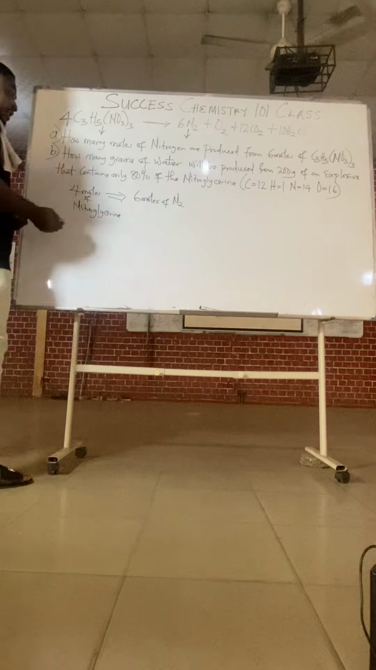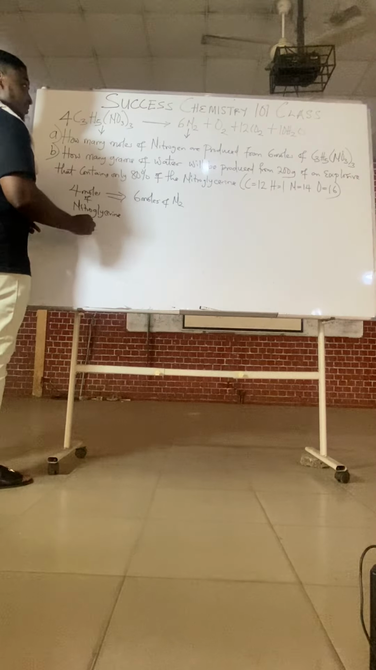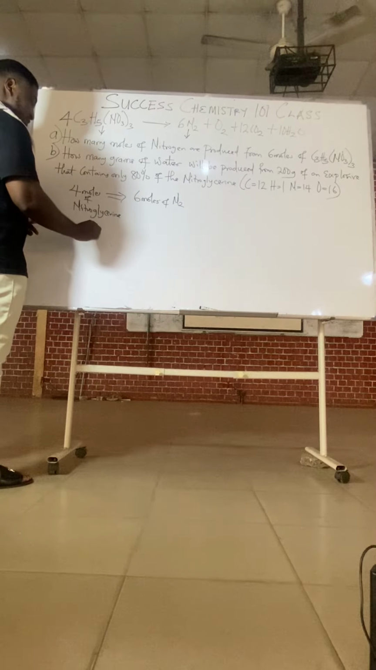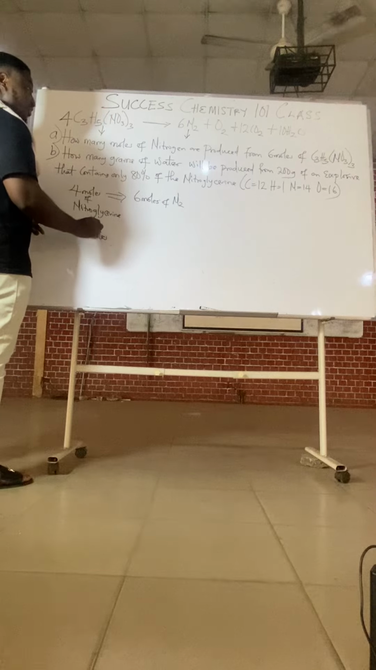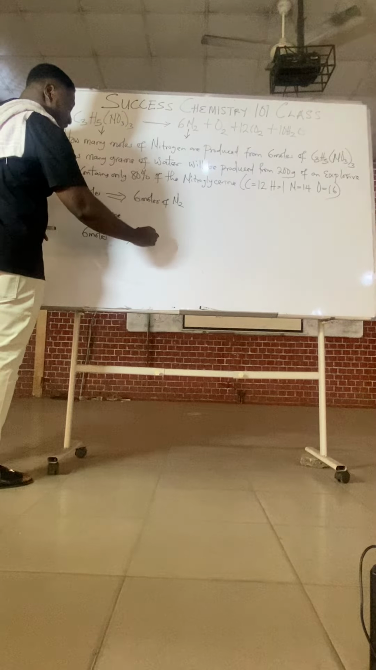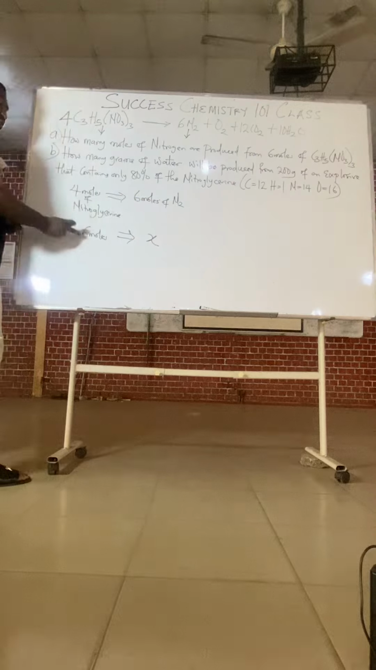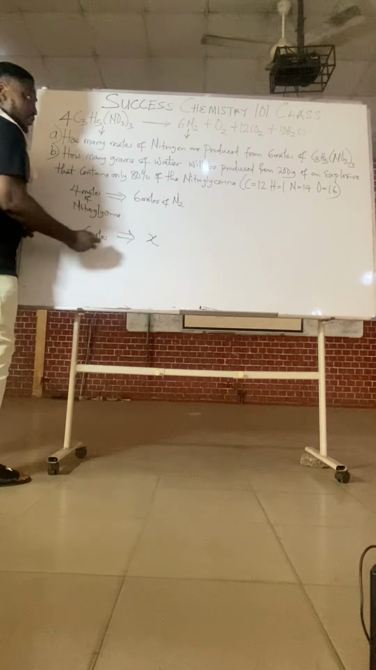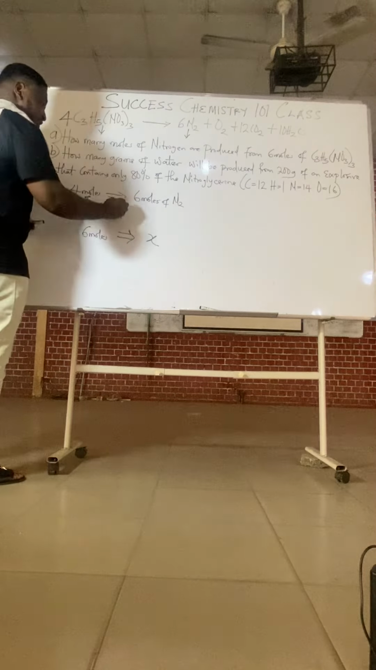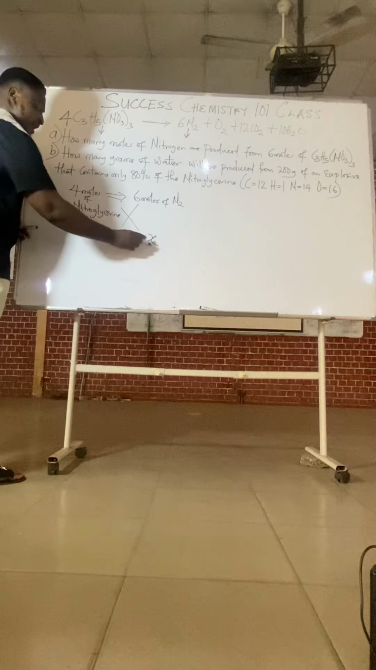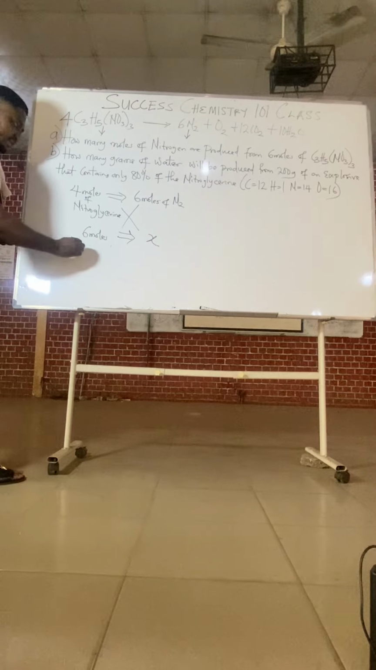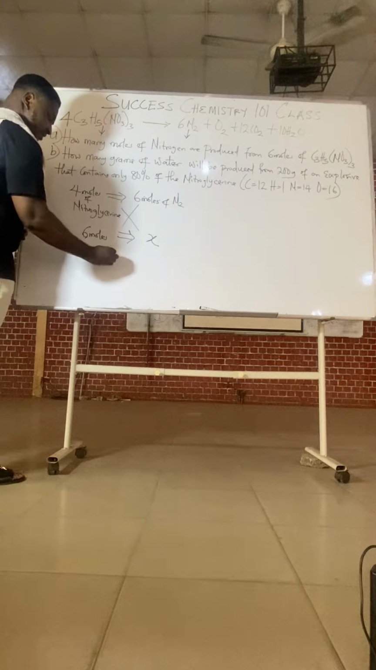So how many moles of nitrogen will be produced from 6 moles of nitroglycerine? We don't know. Is the nitrogen side the unknown, right? So we'll call it X. So 4 moles of nitroglycerine gives 6 moles of nitrogen. 6 moles of nitroglycerine will give how many moles of nitrogen? We don't know. We then cross multiply: 4 times X equals 6 times 6.